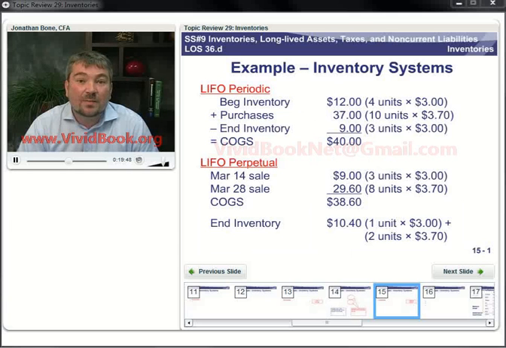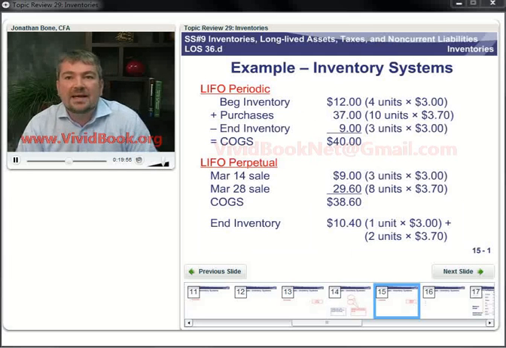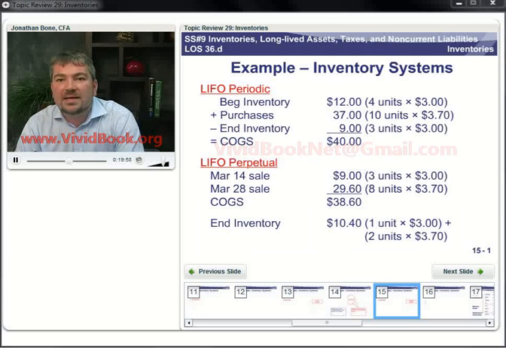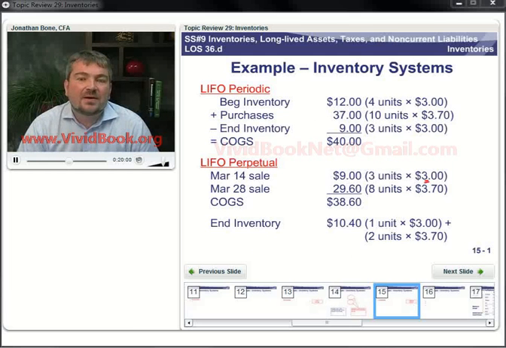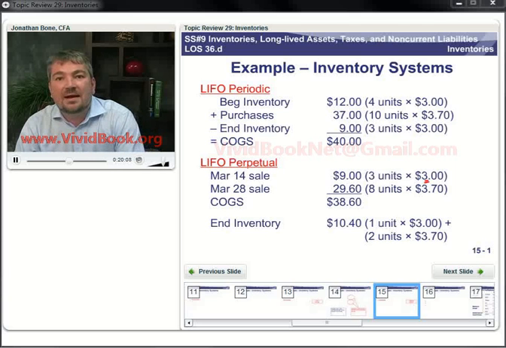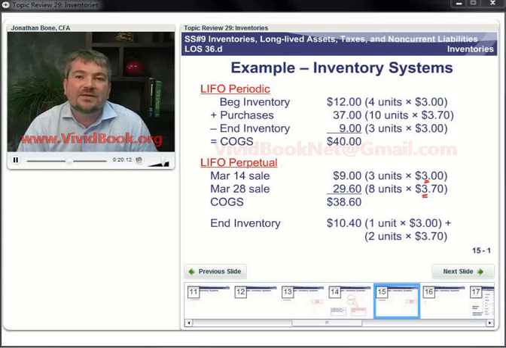Now let's look at the perpetual. This is where it differs. Because remember, on that 14th of March sale, the most recent purchases were the beginning inventory, so therefore we're using the $3. Now on the 28th of March, of course, we're going to sell 8 units, and they're going to come out of our most recent purchases, those 10 units at $3.70. So we'd use 8 units times $3.70, $29.60, giving us a cost of goods sold of $38.60.